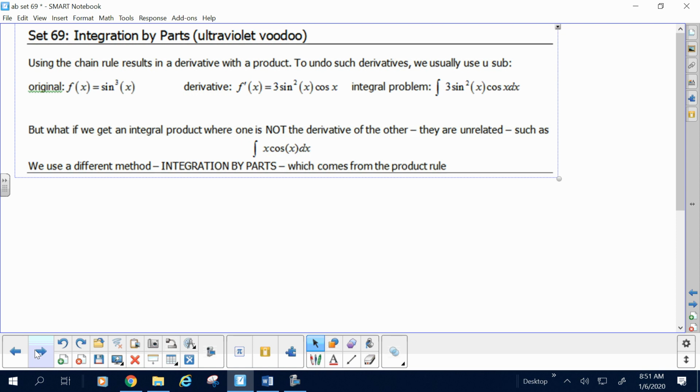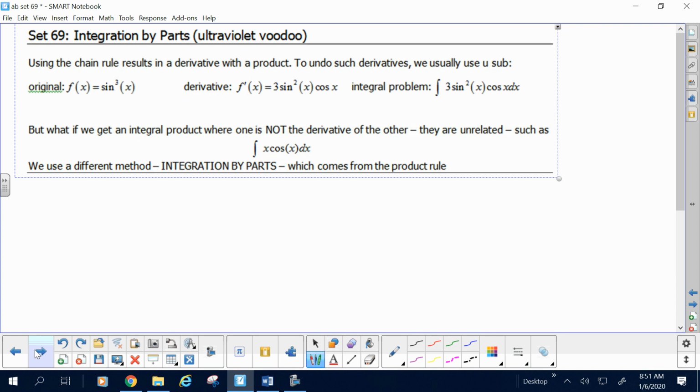Why is it called ultraviolet voodoo? Good question. I will explain once I get to the formula itself. It's really a mnemonic for memorizing the formula. If you're religious, don't worry, it has nothing to do with voodoo. Okay? So, I will explain.